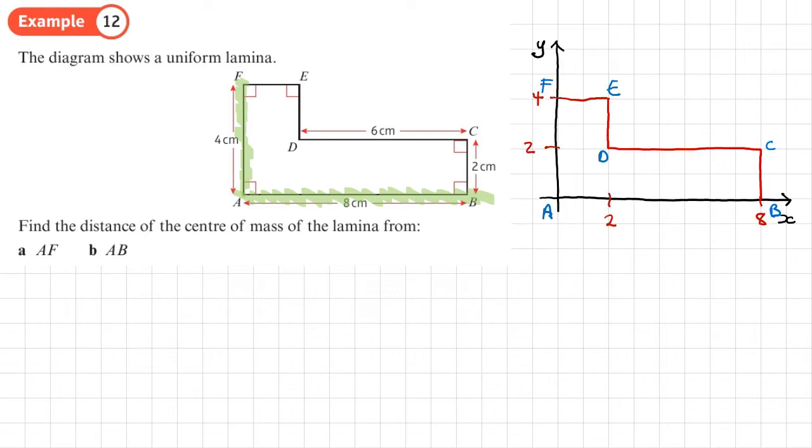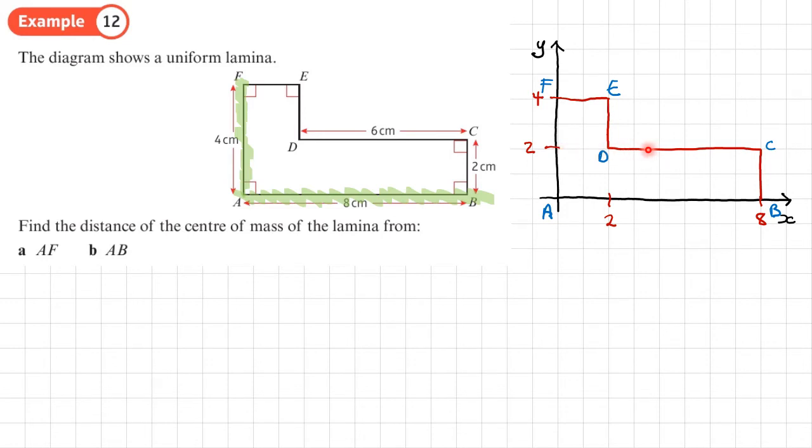Okay, so here's my lamina drawn, and I've put the coordinates on. Since I know this length is 6, that has to be a coordinate of 2, and that's 2 going up, so I've put that 2. It's important that we put these numbers on the axis. So now I need to split this up.